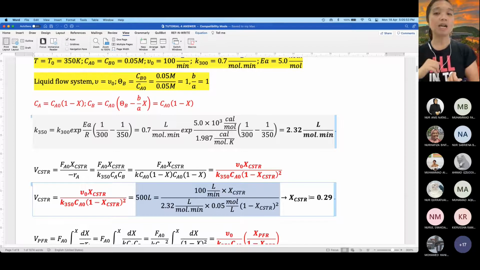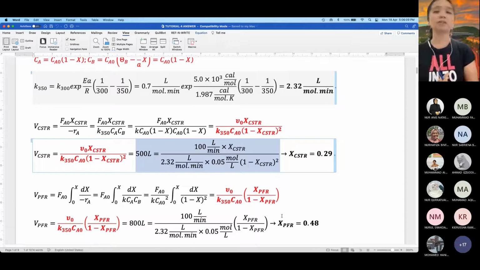Tetapi kalau equation kamu pilih itu tak memenuhi salah satu pun, your equation will be wrong. Okay, so yang penting dalam to solve this is actually really knowing the right equation based on the criteria that I've already told you. Okay, so next we go to PFR. So sekarang kita nak comparison kalau we use a 800 liter PFR.